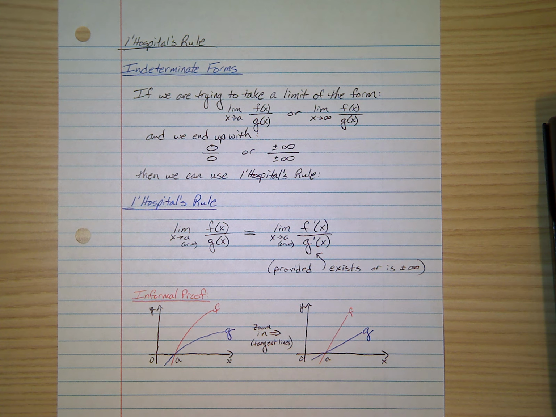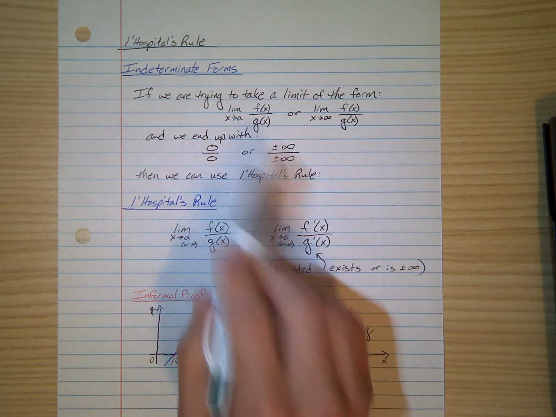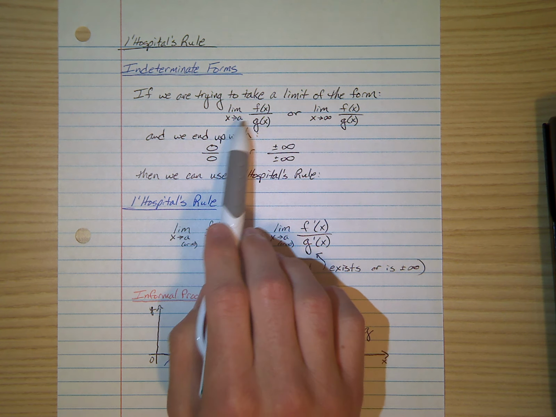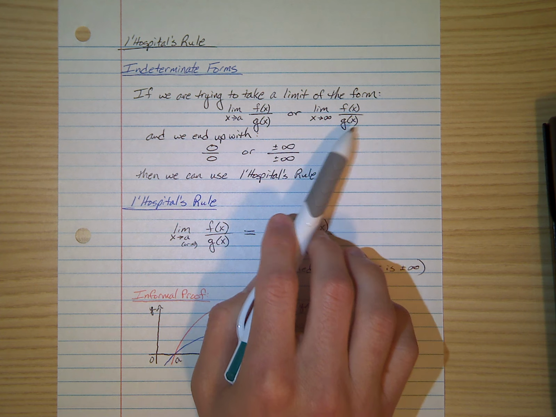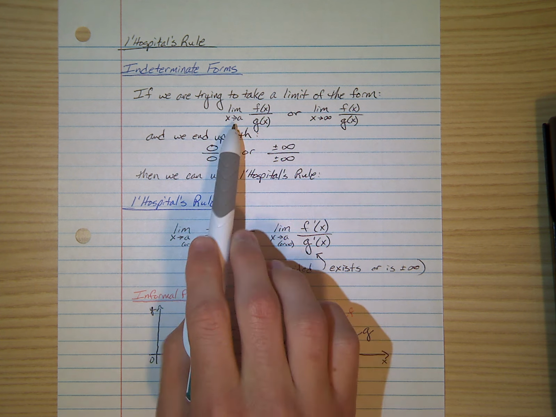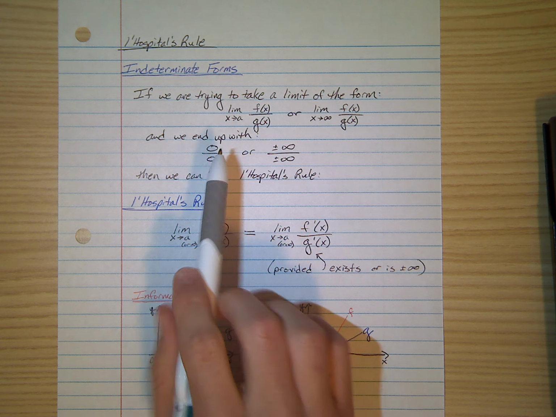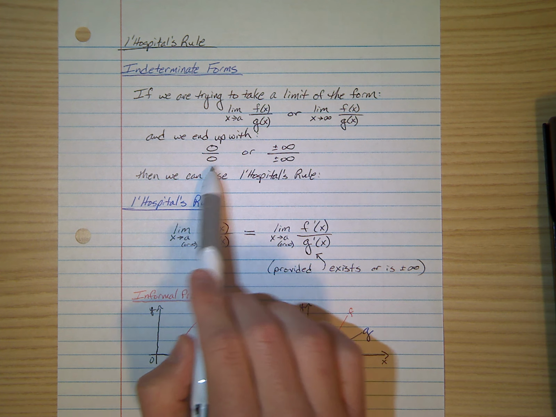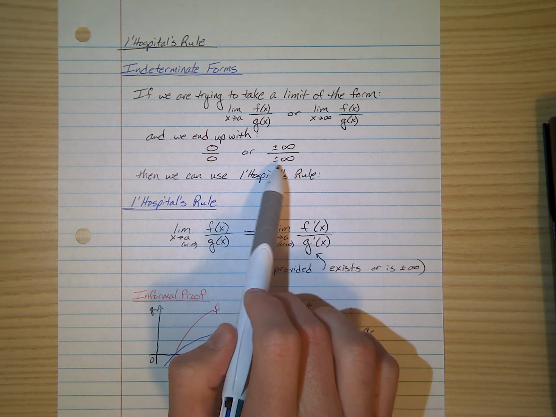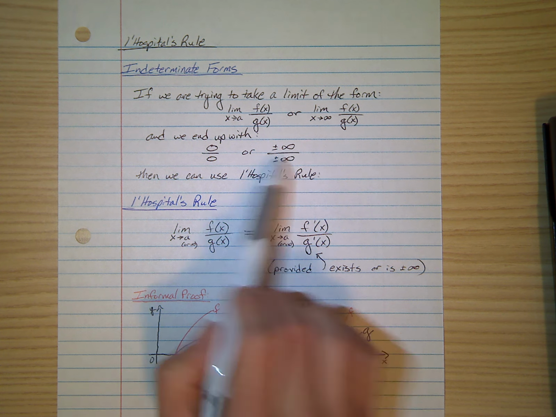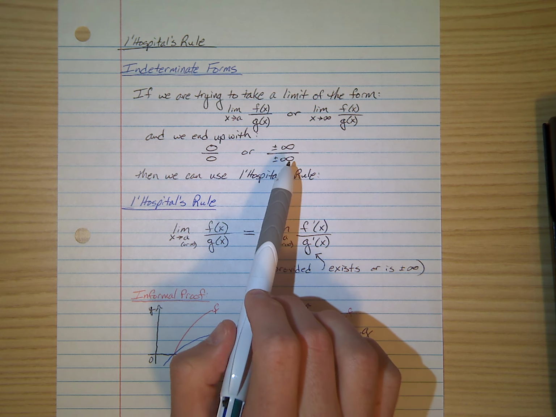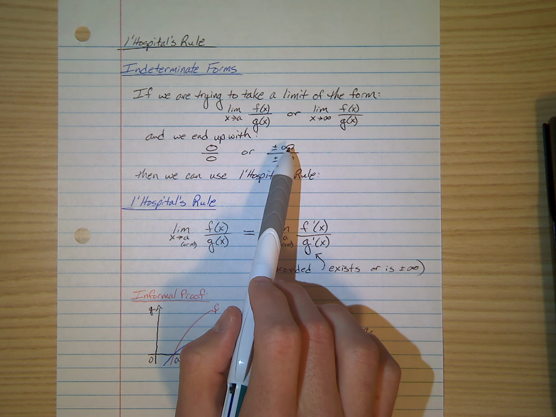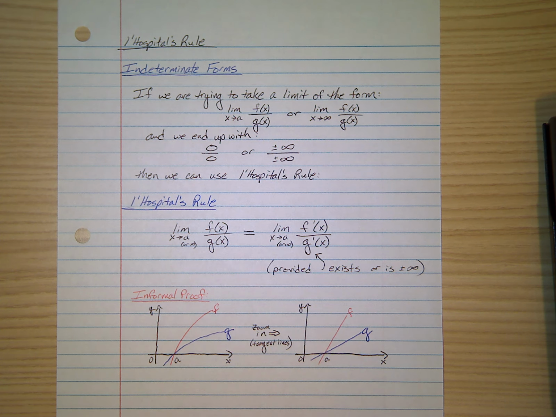And to start with, I want to talk about something called indeterminate forms. If we are trying to take a limit where we are approaching a value of f of x over g of x, or if we're taking the limit as we approach infinity of f of x over g of x, and if we directly substitute or calculate it out and end up with 0 over 0 or plus or minus infinity over plus or minus infinity, those are called indeterminate forms. 0 over 0, infinity over infinity. There's much more to it than that. I'm just going to leave it with that.